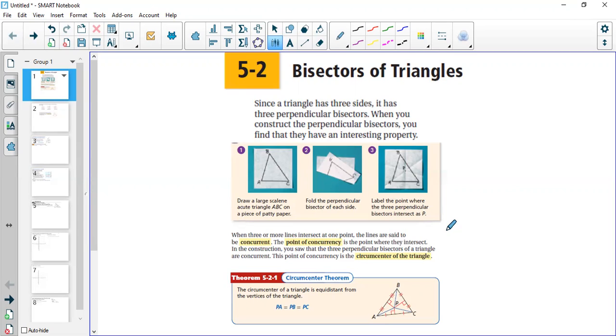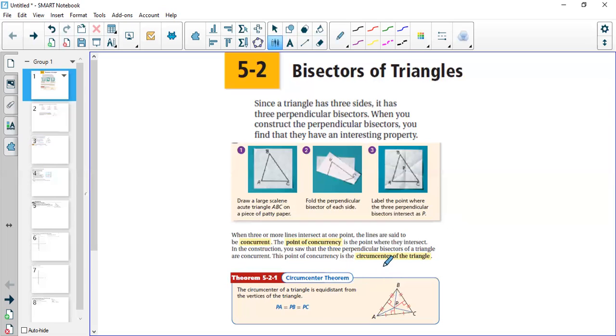So you saw that the three perpendicular bisectors of a triangle are concurrent. This point of concurrency is called the circumcenter of the triangle. So basically it's like the center of the triangle. Where all these three perpendicular bisectors meet in one point, that's called the circumcenter of the triangle. In easy words, what's the circumcenter? The center of the triangle where all the three perpendicular bisectors meet.